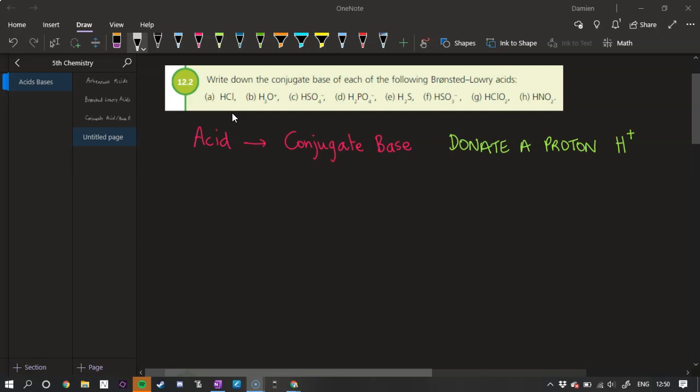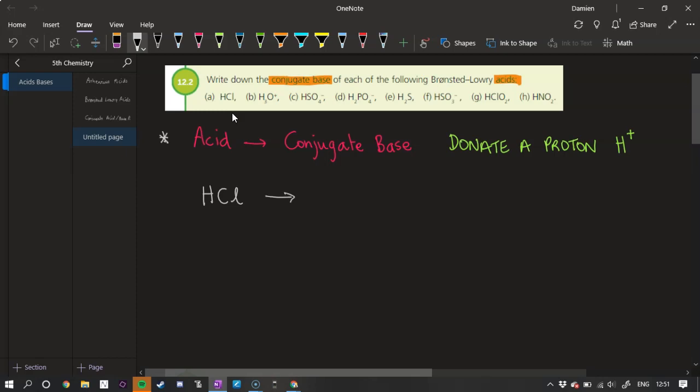So the first thing we've got to look at is we want to write down the conjugate base, and we're given acids. So all of these are acids. Let's start with the first one, which is HCl. Now the rule here is when you want to turn an acid into a conjugate base, you donate a proton, because an acid is a proton donor. So HCl has got to donate a proton.